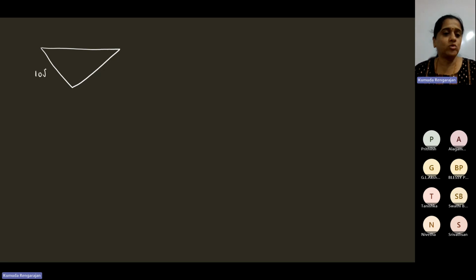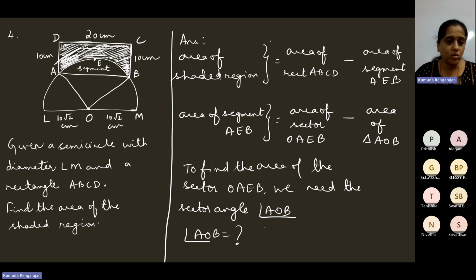So this is 10 root 2. This is 10 root 2 and this is 20. See here, because this is the radius, no? OL is the radius, 10 root 2. OA is also radius, 10 root 2.